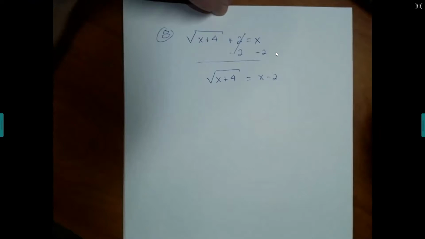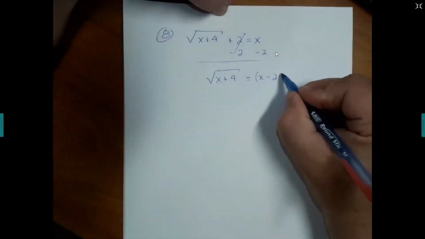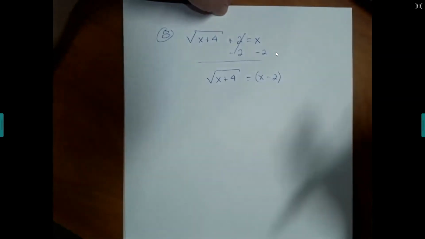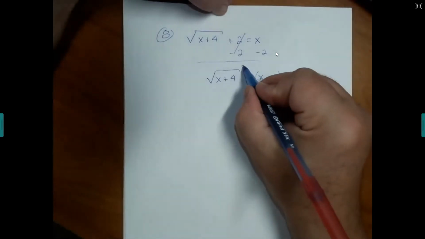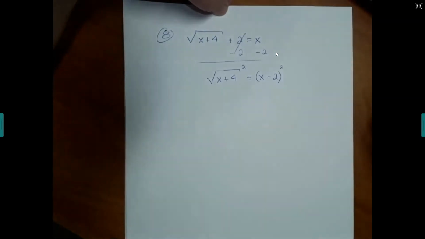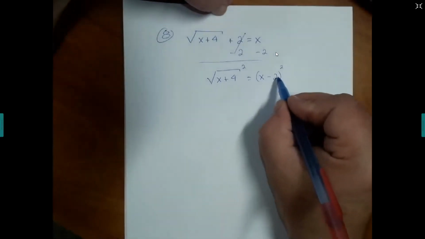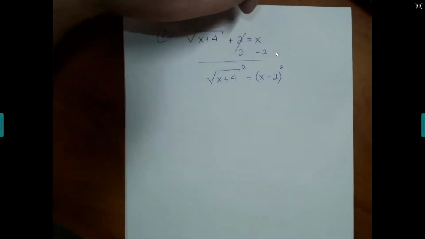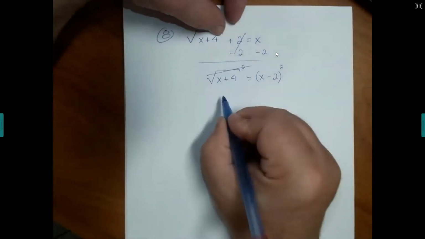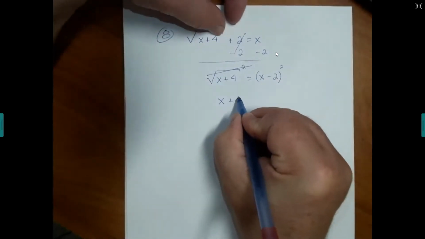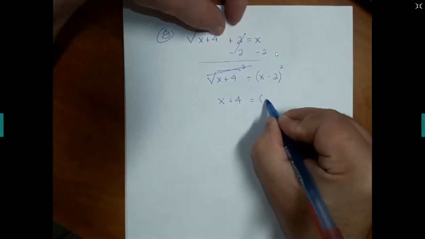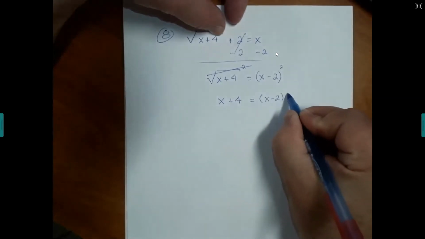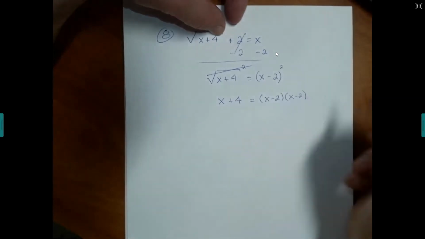How many terms do I have? Make the x minus 2 a single term. Right, it has to be in parentheses because it is one term. I have to square both sides equally. Because it's not going to be x squared minus 2 squared. It's going to be x minus 2 squared, the whole thing. So the square root and square cancel. So this one's going to be x minus 2 times x minus 2.